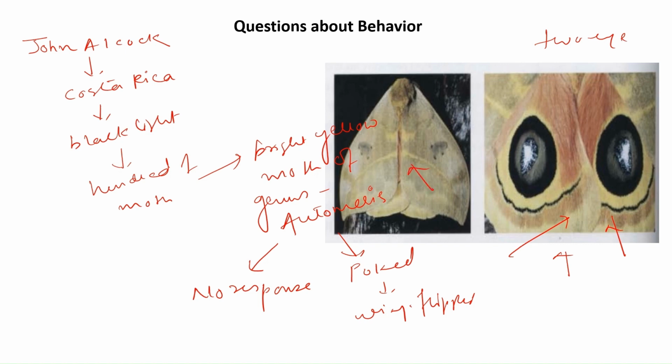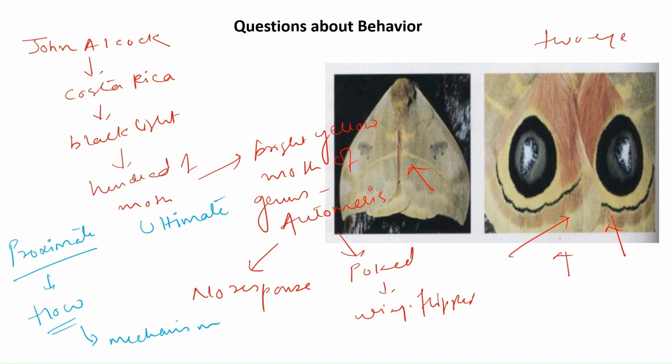Now this phenomenon made him ask a few questions. These questions are grouped into two categories: one is proximate and the other is ultimate. Proximate means all the questions that are how questions. For example, to flip its wing, how did its muscle work? These are how questions that answer the mechanism. There must be some mechanism in the muscle that helped it flip its forewing so that the hind wing becomes visible. That is the how question, which tells us about the mechanism, and that is called proximate causation.